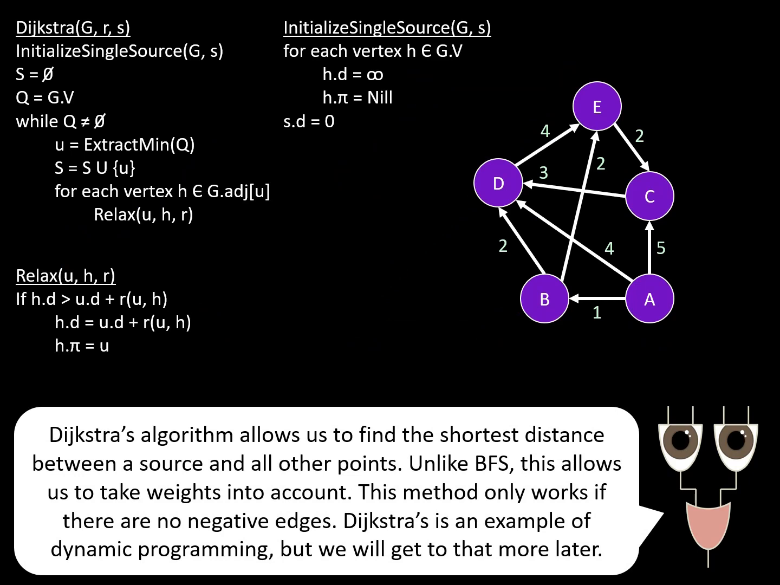Dijkstra's algorithm allows us to find the shortest distance between a source and all other points. Unlike BFS, this allows us to take weights into account. This method only works if there are no negative edges. Dijkstra's is an example of dynamic programming, but we will get to more of that later.